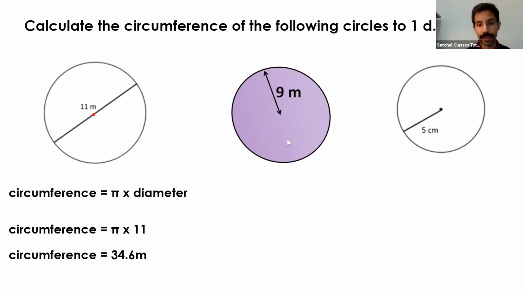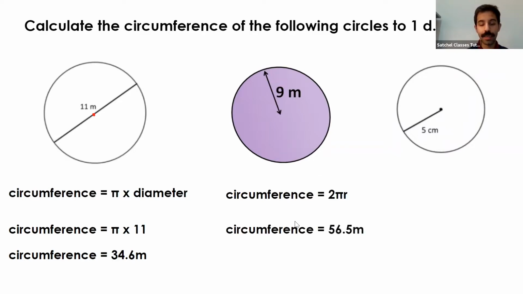With this purple example, we have the radius. So we could use 2 pi r, as we have here. So that would be 2 times pi times 9, which will give us 56.5 meters. And in the last example, I'm just going to use pi times the diameter, and that would be pi times 10, which will give us 31.4 centimeters.